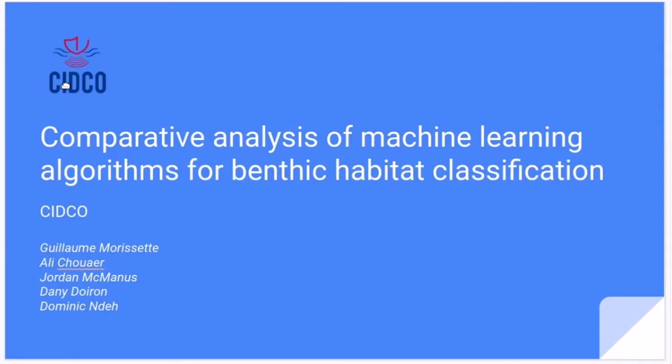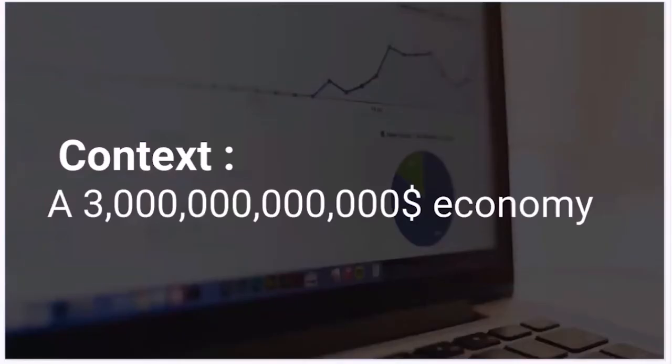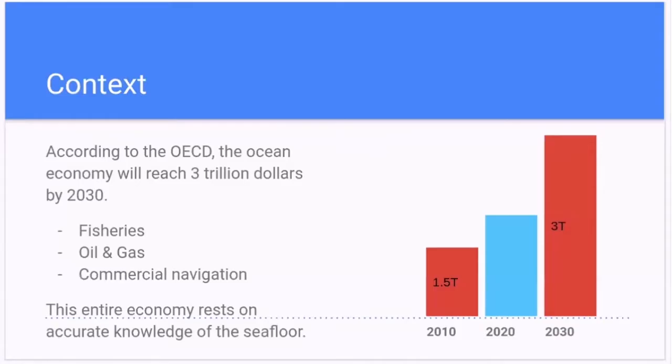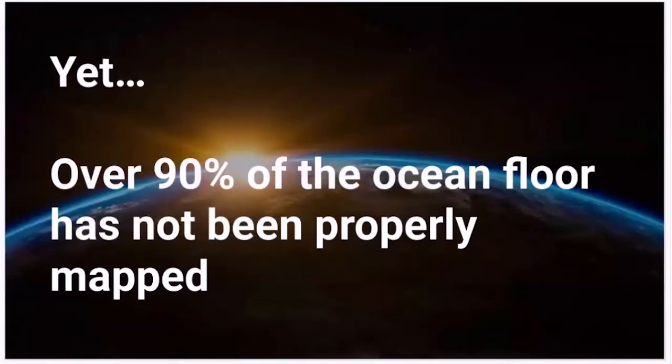Just to add a little bit of context, why does benthic habitat matter? Basically, the ocean economy is estimated to be reaching $3 trillion by 2030. And this includes industries like fisheries, oil and gas, commercial navigation. And the bottom line is that this entire economy rests on accurate knowledge of the seafloor. Sadly, over 90% of the ocean floor hasn't been properly mapped. So we have a problem here.